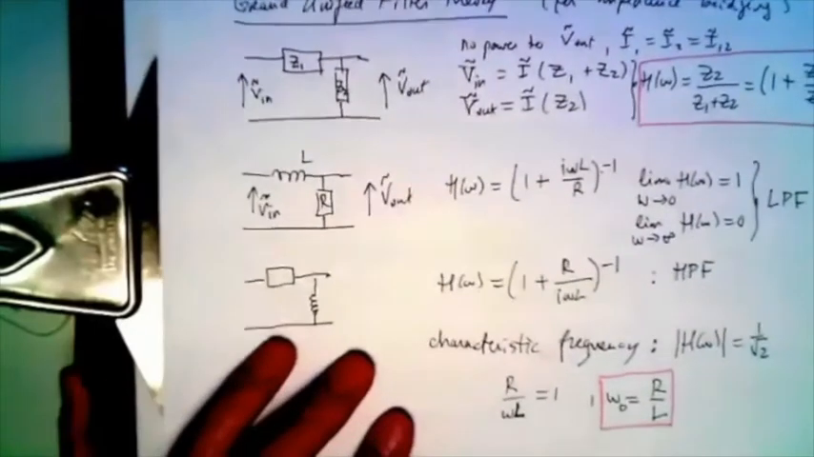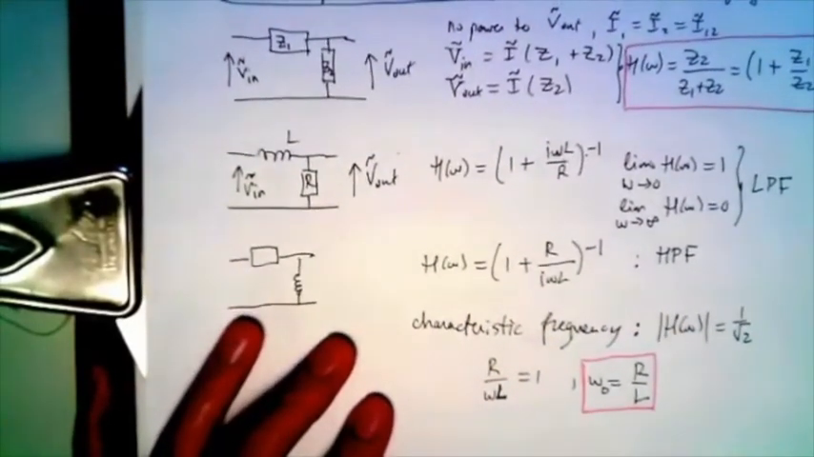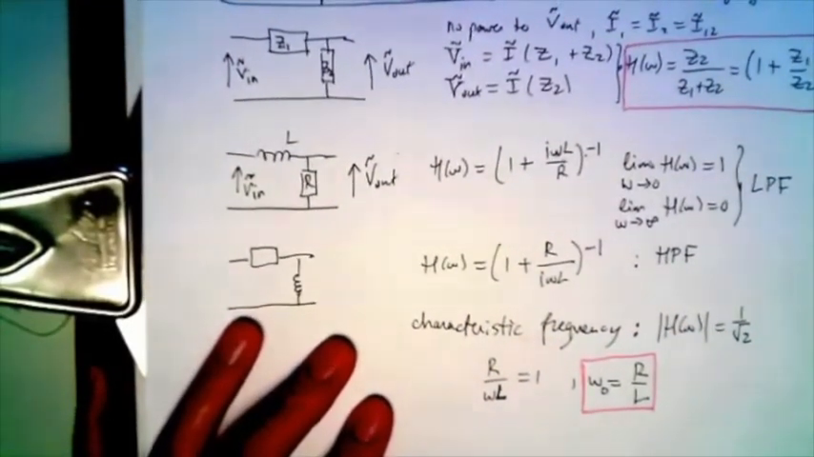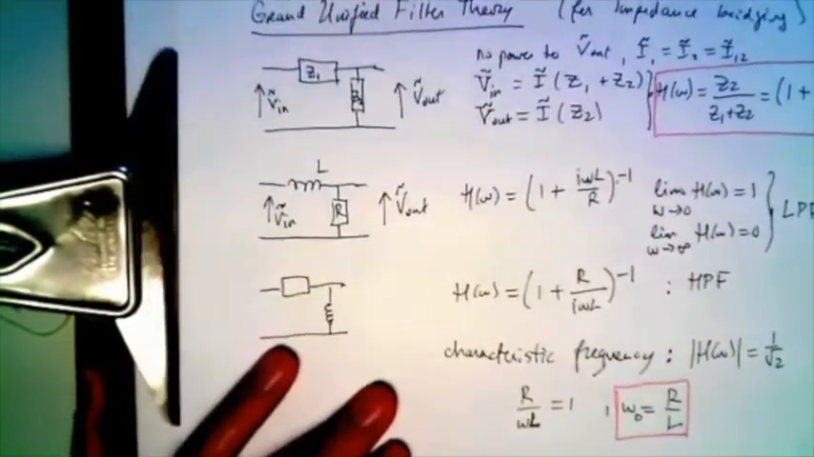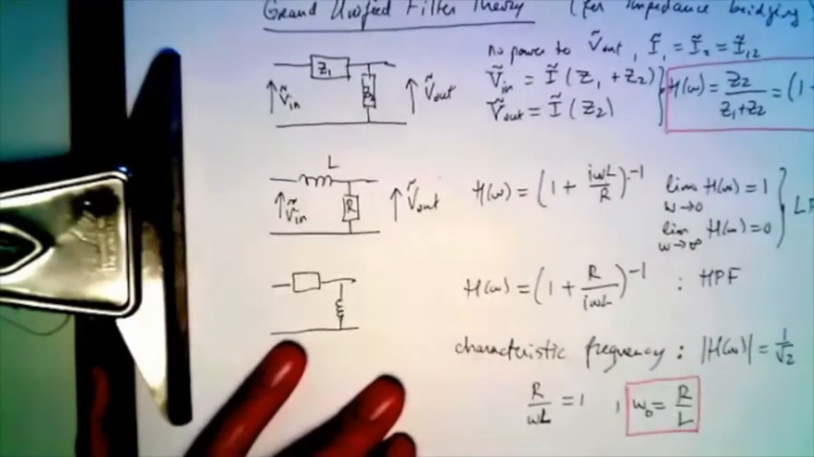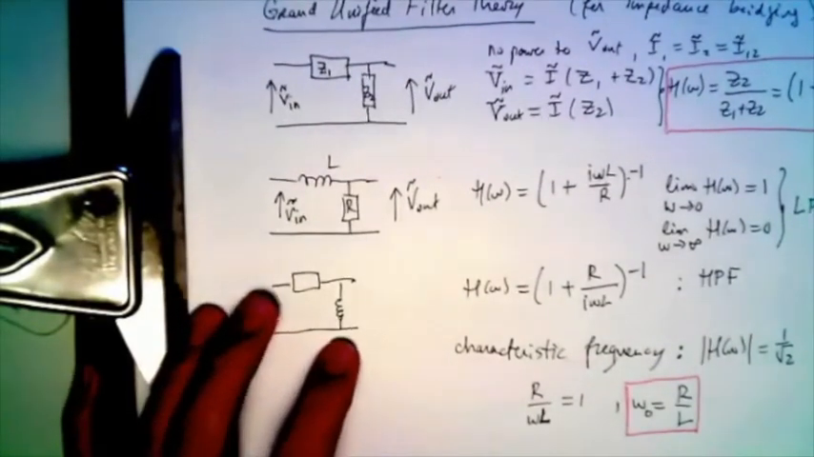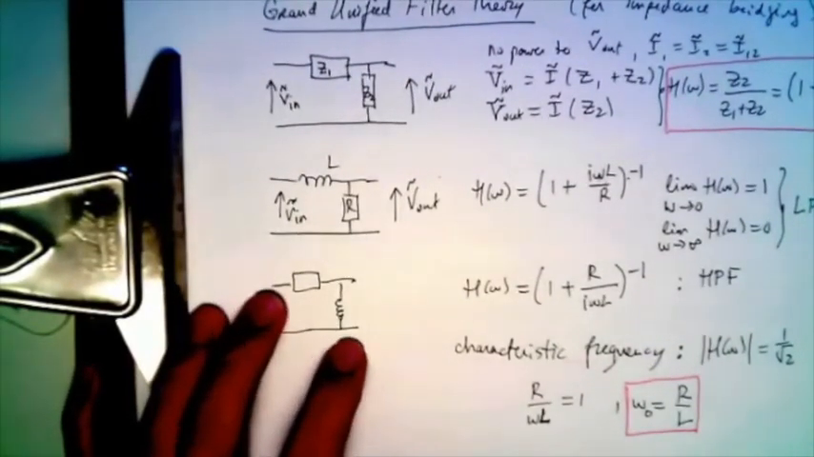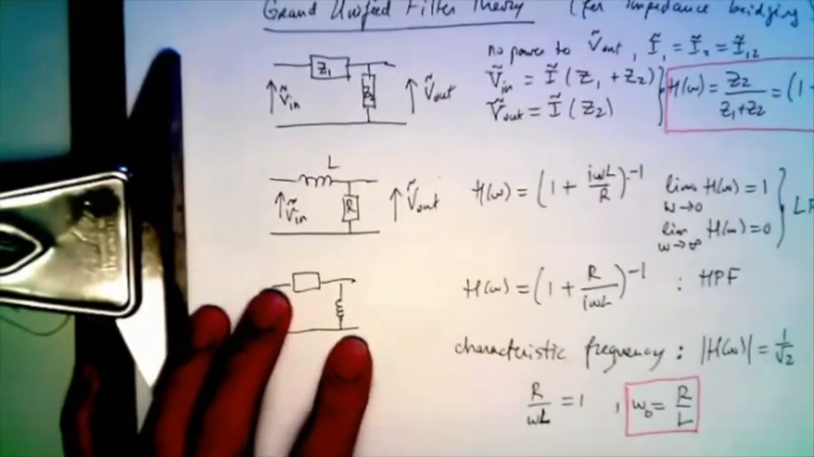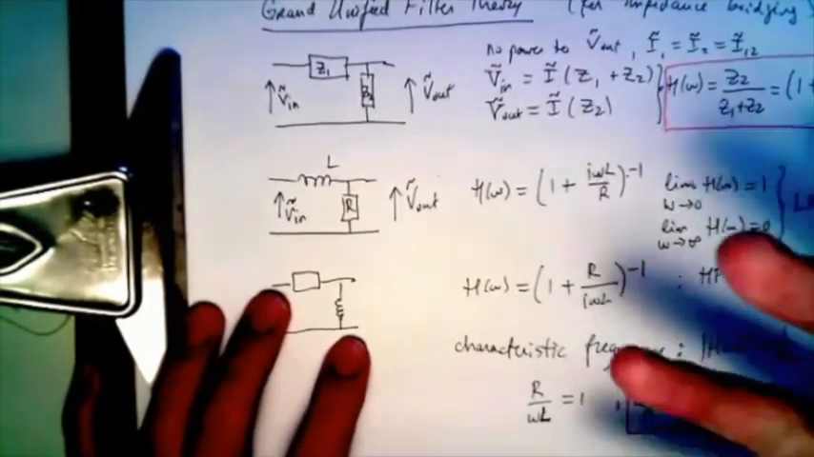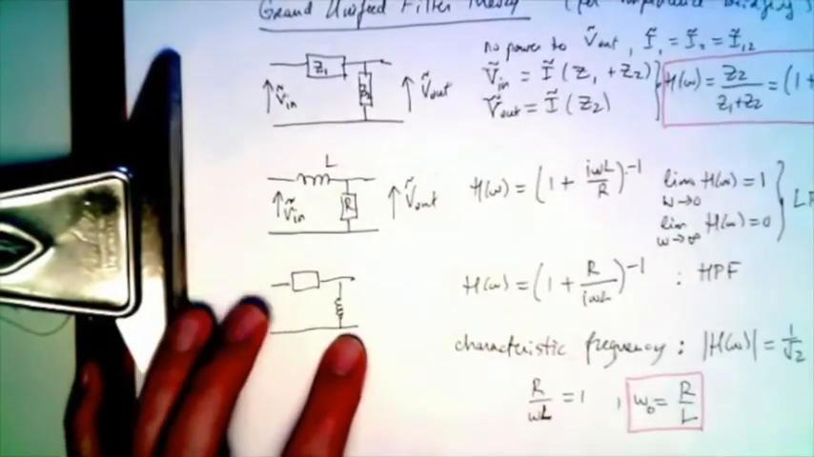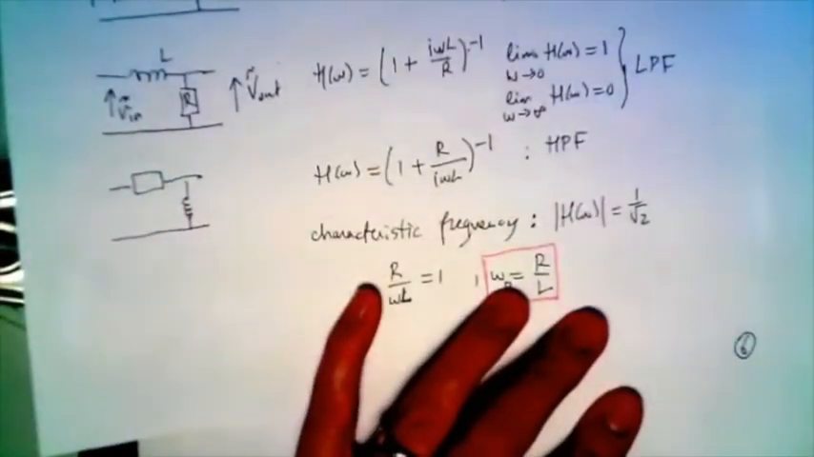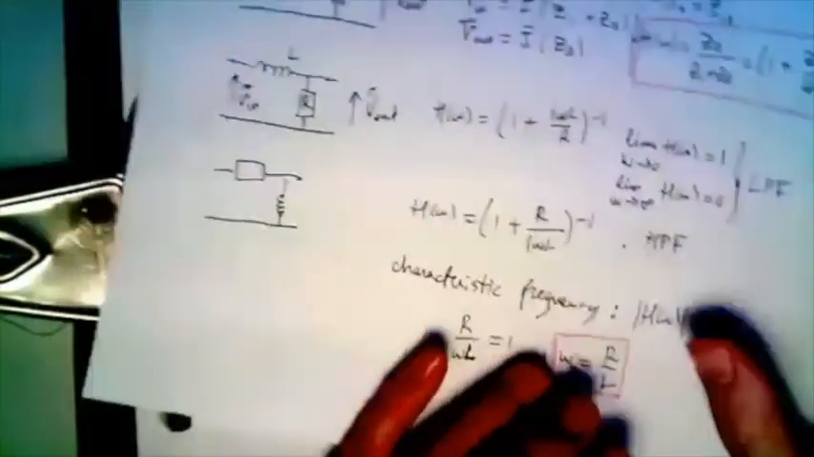Now, there are 2 more things I want to talk about today. It shouldn't take you too long. The first is, is there an intuitive way to see whether something is a low pass or a high pass filter? And there is, without having to calculate the transfer function. So there is a shortcut. There's a shortcut to a shortcut to a shortcut.